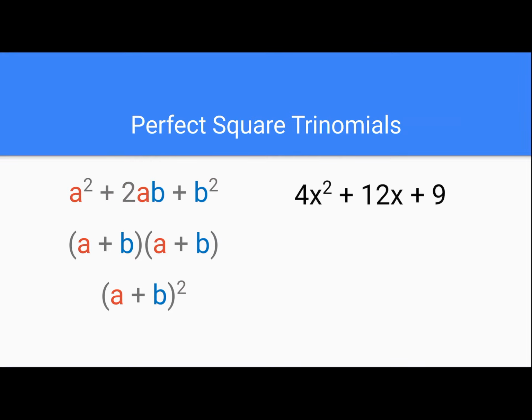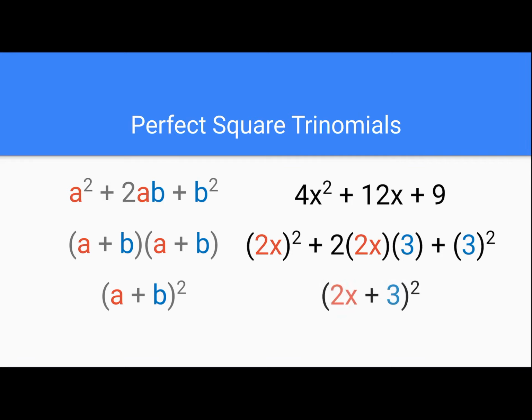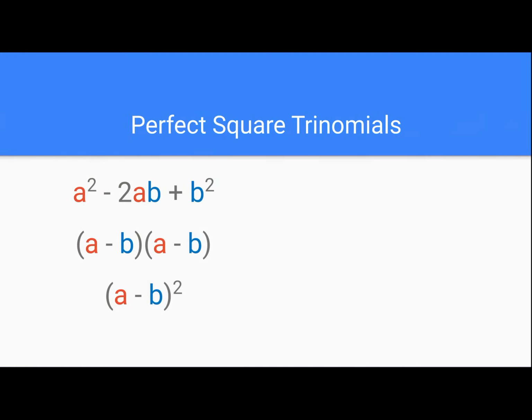So I got 4x squared plus 12x plus 9. I know that the square root of 4x squared is 2x. And then the square root of 9 is 3. If I multiply 2x times 3 together, I get 6x, which doubled turns into 12x. So a plus b is just going to be 2x plus 3, and that quantity squared.